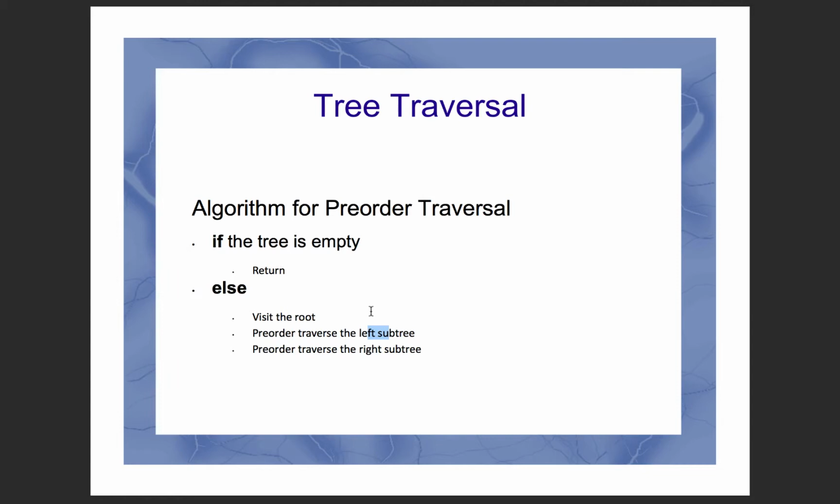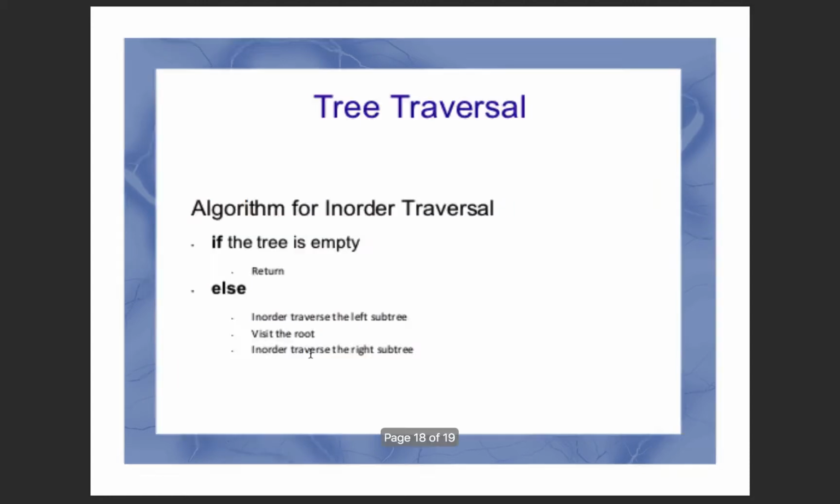So you can see that if it is a pre-order traversal, you visit the root first, then you call the pre-order traverse function with the left subtree, then you call pre-order traverse with the right subtree. Then if you go to the in-order function, everything is the same. The difference is that you call in-order traverse on the left subtree first, then visit the root node, then you traverse the right subtree in-order. That means you are visiting the root in between calling in-order traverse with the left subtree and with the right subtree. That's why it's in-order.